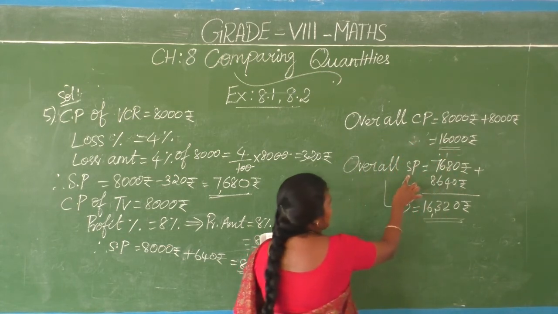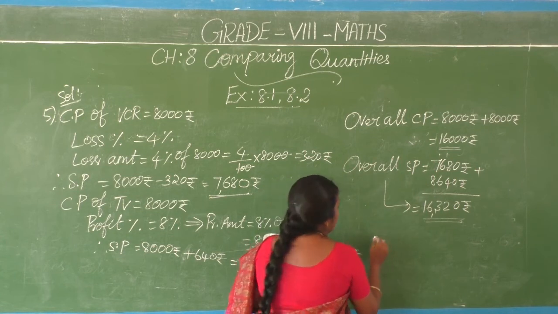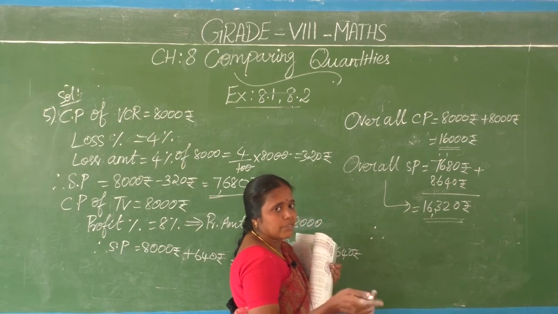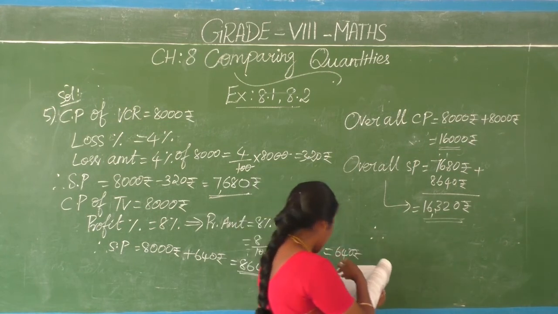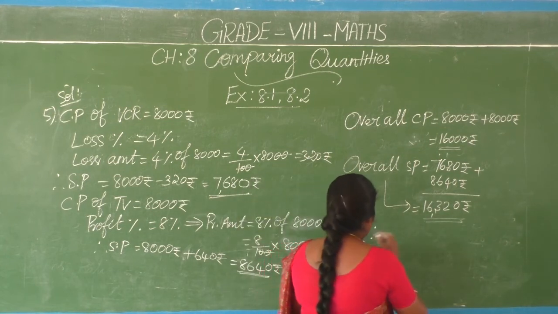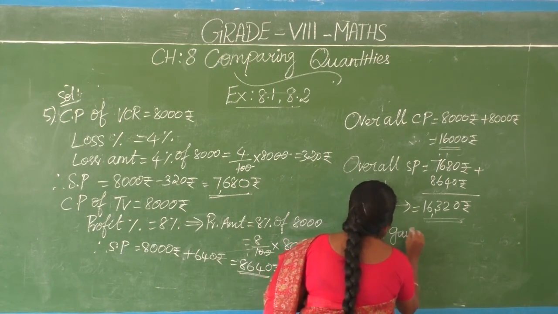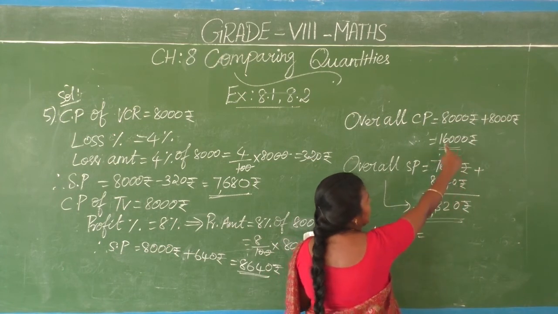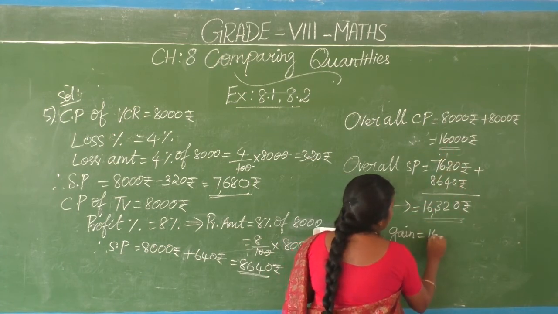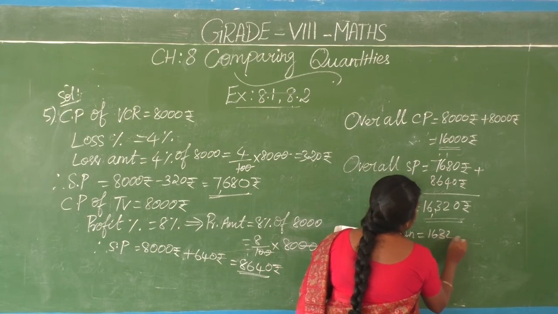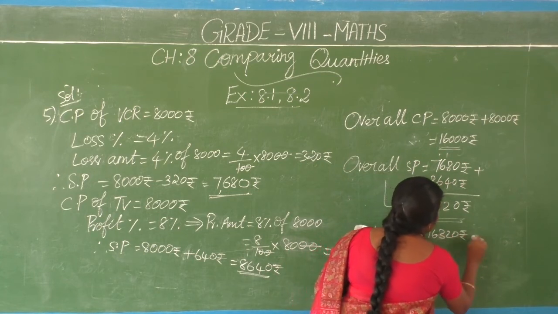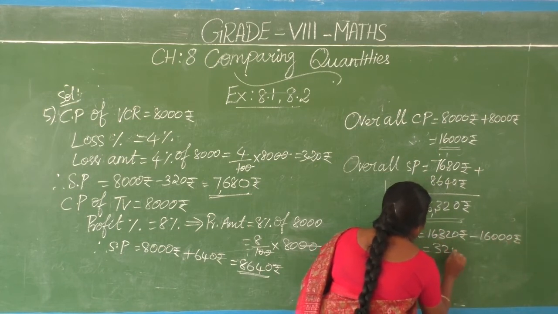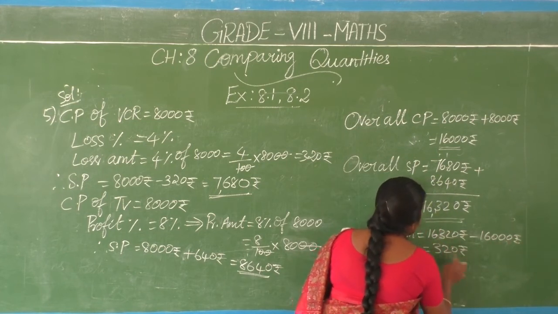SP greater means he will get only a gain. Therefore, what is the question? What did he get at last, gain or loss percentage? So gain percentage only. Gain is here, that means profit is here. SP minus CP: 16,320 minus 16,000. What comes? 320 rupees. The gain amount here is 320 rupees.